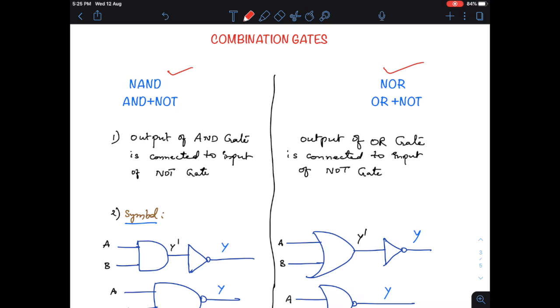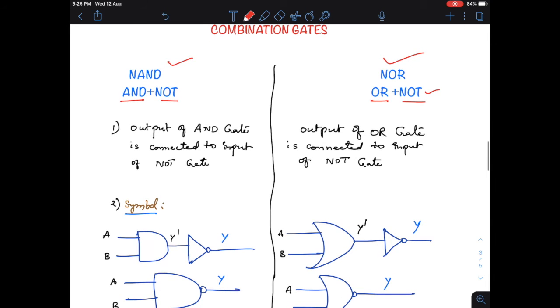NAND is AND followed by NOT, AND gate followed by NOT. NOR is OR gate followed by NOT. So NAND means the operation of AND gate taking NOT operation. Similarly, OR gate taking NOT operation. Now, the output of AND gate is connected to the input of NOT gate. So, AND followed by NOT.